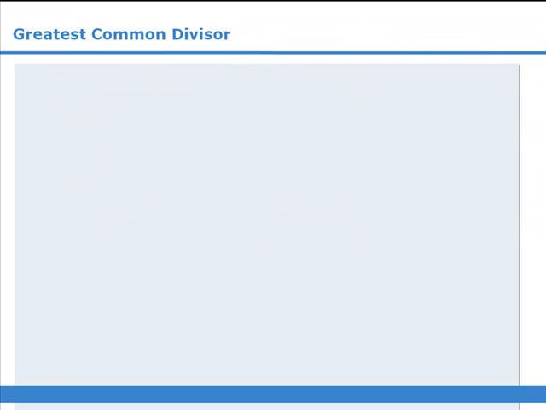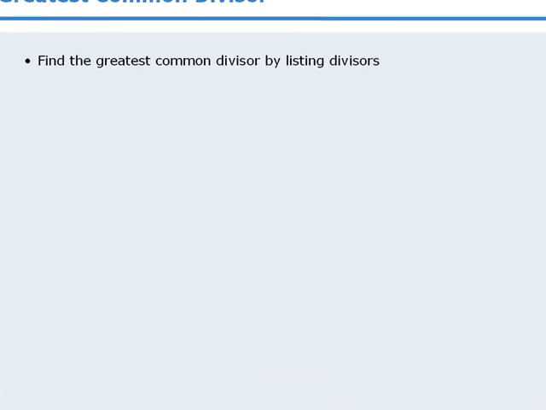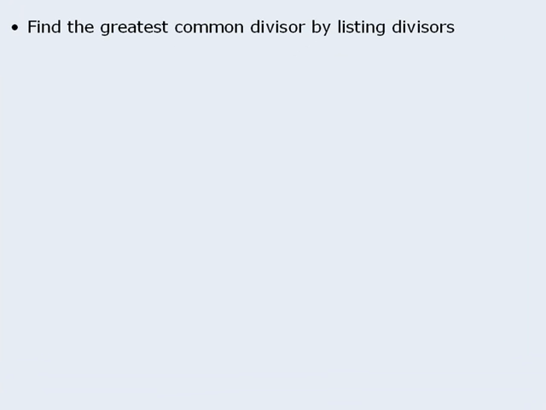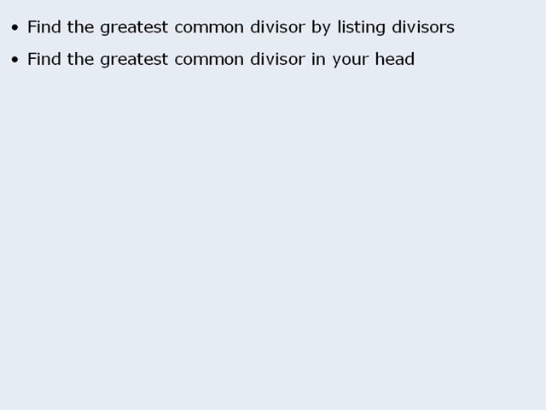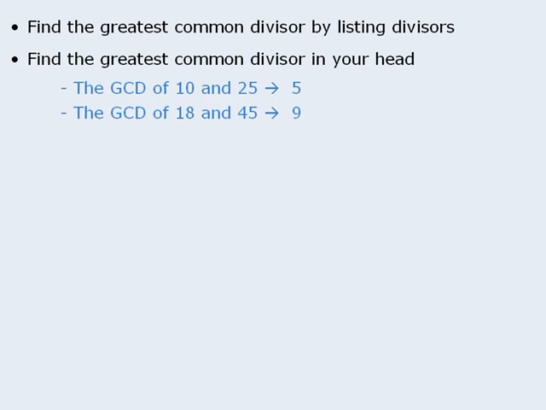Now, if you want to become an expert on greatest common divisors, you must develop certain skills. First, you must be able to find greatest common divisors by listing divisors, as we did in the very first example. You should also be good at finding greatest common divisors in your head. For example, what is the greatest common divisor of 10 and 25? In other words, what is the largest divisor that 10 and 25 both have in common? It's 5. What about the greatest common divisor of 18 and 45? Did you get 9? How about 20 and 64? The greatest common divisor here is 4.